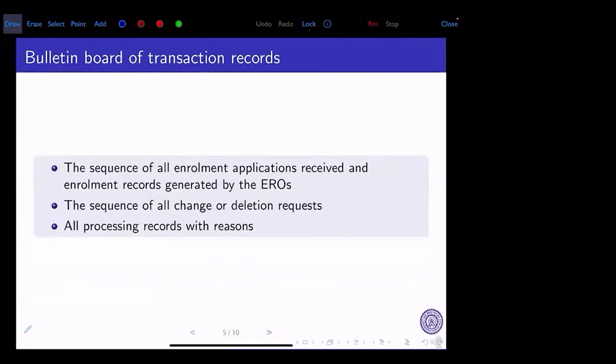I'm suggesting that for electoral rolls, you should have two bulletin boards. The first one is a bulletin board of transaction records. This should contain the sequence of all enrollment applications received and enrollment records generated by the registration offices, and also all change and deletion requests. So any request that has got generated in the system must be put up on the bulletin board in a way that it cannot be altered. And any processing that has been done on those applications, with reasons given. Right? So this is the bare minimum that you require to make it auditable. And this has to be unalterable. Once done, it's done. So you cannot go back on it.